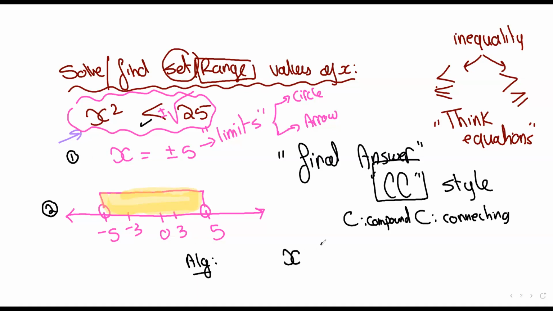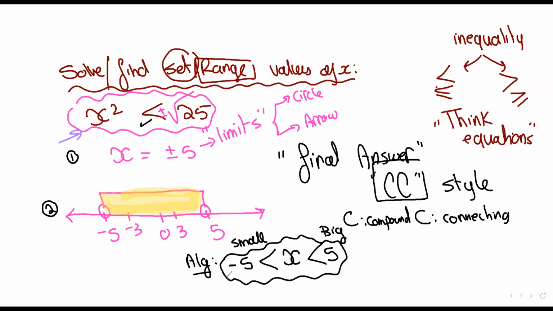X in the middle, one on the right and one on the left. On the right hand side I write the bigger value, which is 5, the bigger limit, and on the left hand side I write the smaller number or the smaller limit, which is -5. And here goes your answer. This is my final answer: x between 5 and -5.